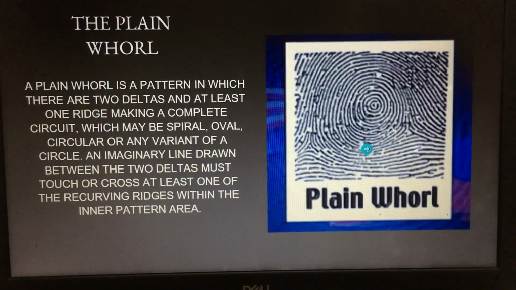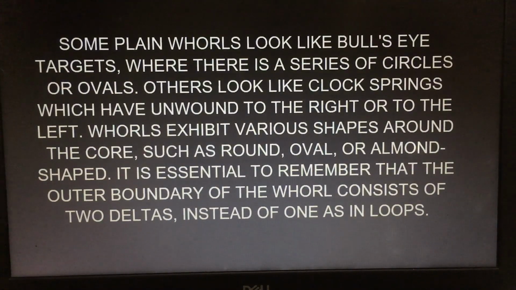So that is the plain whorl: there should be at least two deltas and one ridge that completes a circuit. Some plain whorls look like bullseye targets where there is a series of circles or ovals. Others look like clock springs which have unwound to the right or to the left. Whorls exhibit various shapes around the core, such as round, oval, or almond shape.